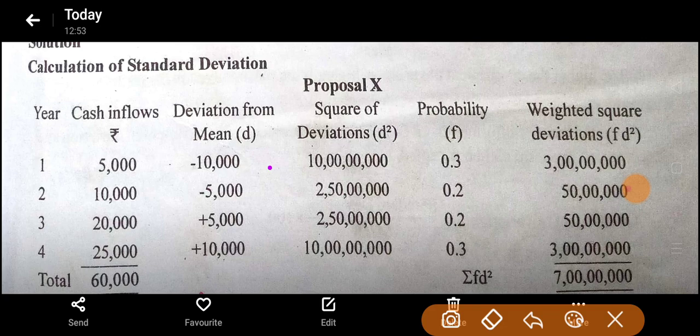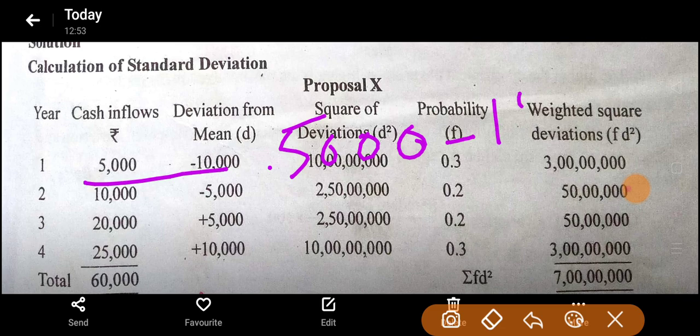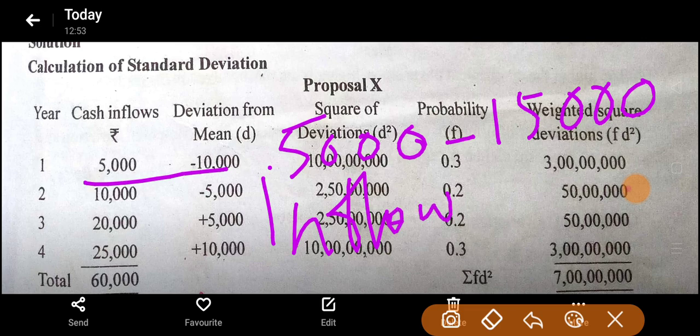The inflows in the first year are 5,000. For finding the deviation from the mean value, we deduct the average value, that is 15,000, from the inflows. So you should take care: first inflows minus the mean value.